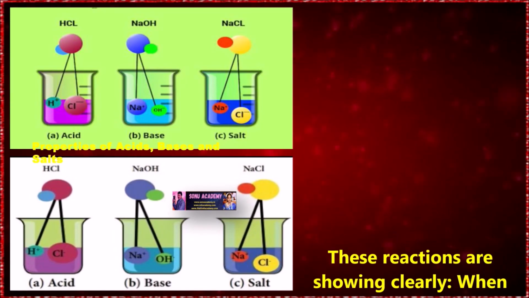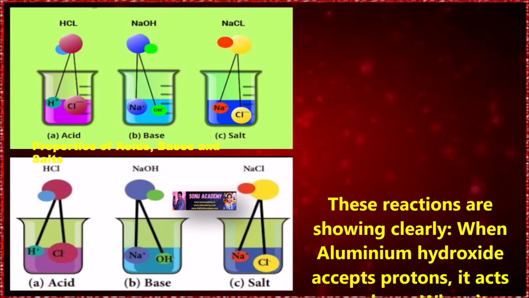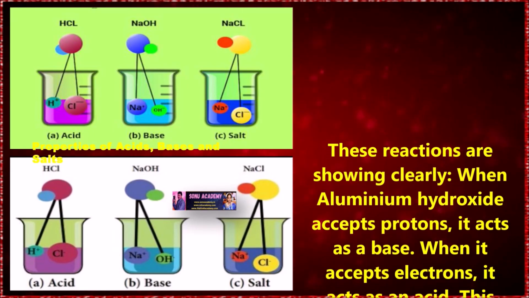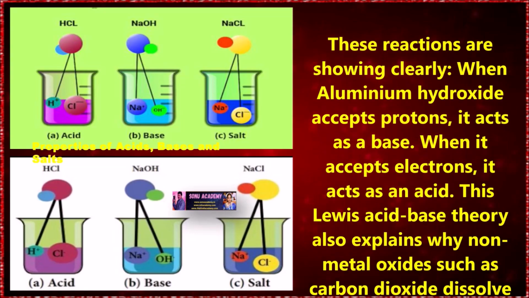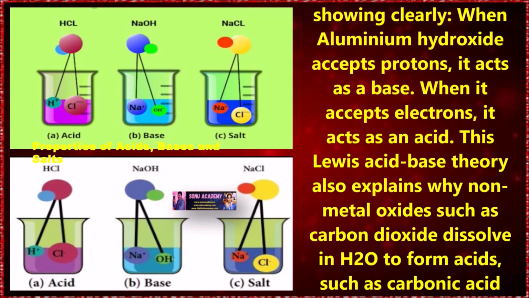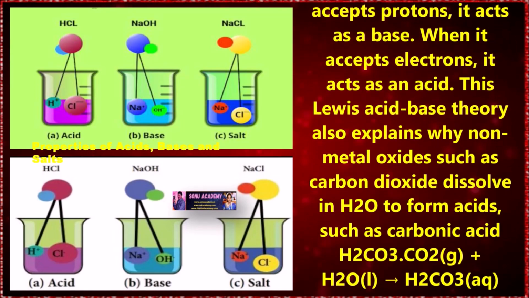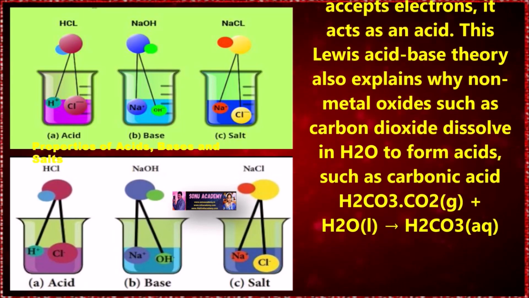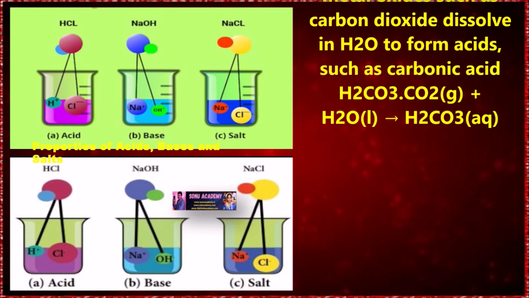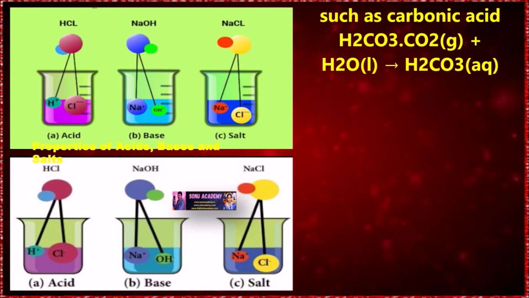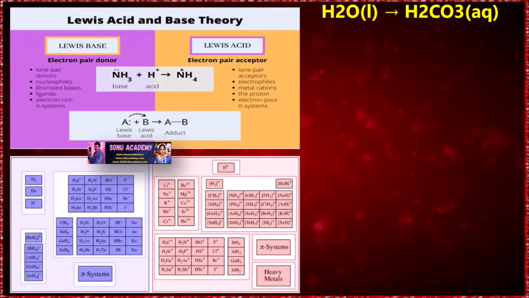These reactions show clearly that when aluminum hydroxide accepts a proton, it acts as a base. When it accepts an electron, it acts as an acid. This Lewis acid-base theory also explains why non-metal oxides such as carbon dioxide dissolve in H2O to form acids, such as carbonic acid, as the example given below.